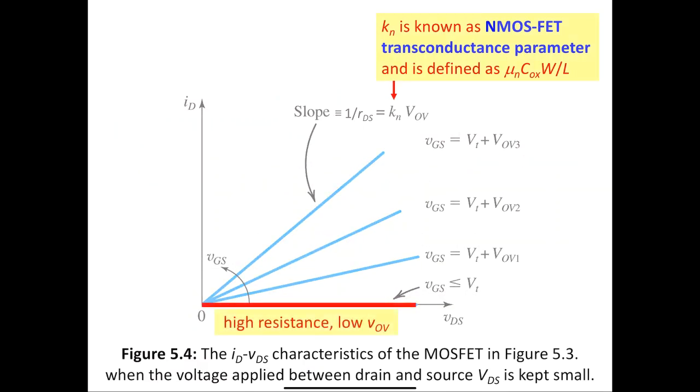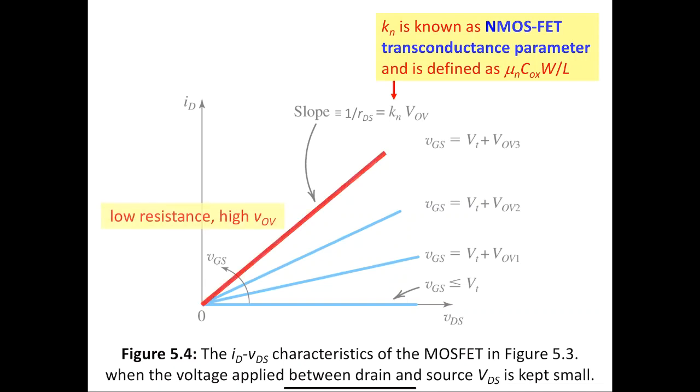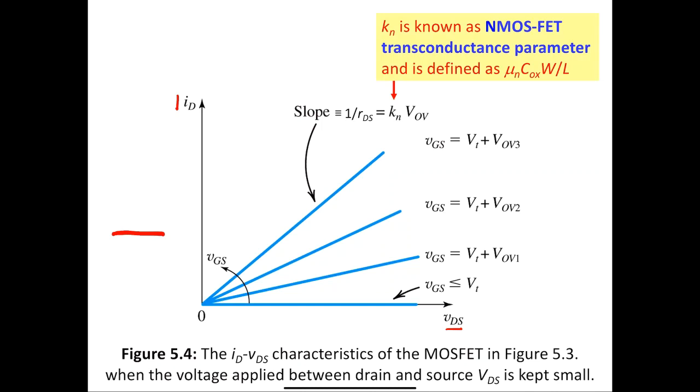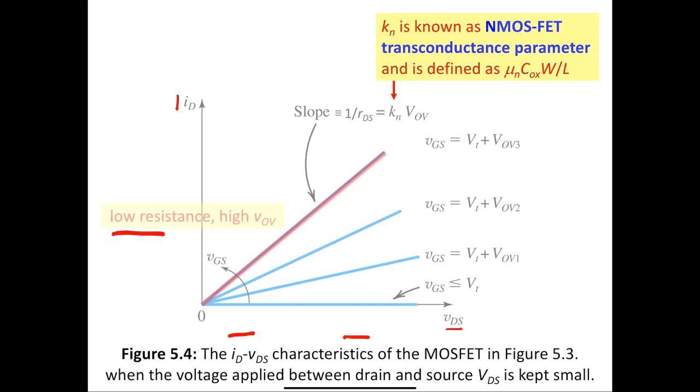So now this graph here, on the x-axis we have VDS, on the y-axis we have ID. And what we see is that when we have low resistance, that corresponds to a high value of VOV. And when we have high resistance, that corresponds to a low value of VOV. And so you can see the varying levels of resistance RDS that you can acquire by changing the overdrive voltage value.